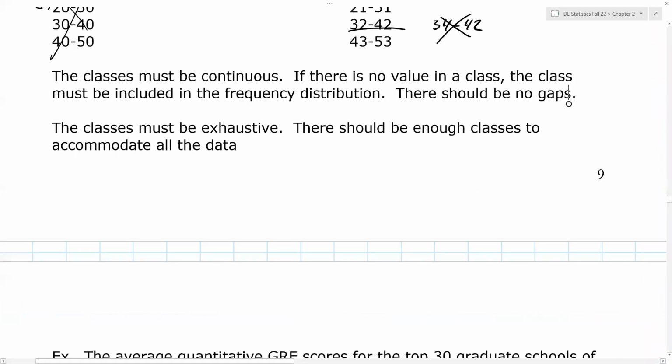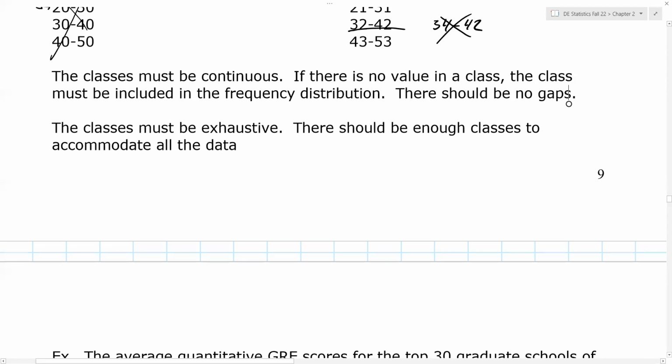And the classes must be exhaustive. That goes with that continuous part. Every single data point in your raw data set must show up in your classes. If your highest value is 102, you can't stop a class at 100. You have to make sure it goes to at least 102, if not higher. It can go higher if you want. If you have a data point of 101, and based on your class width you have to go up to 105 or 110, that's okay. But you have to go to at least your largest data point, if not a little bit higher, depending on how your class widths work out.